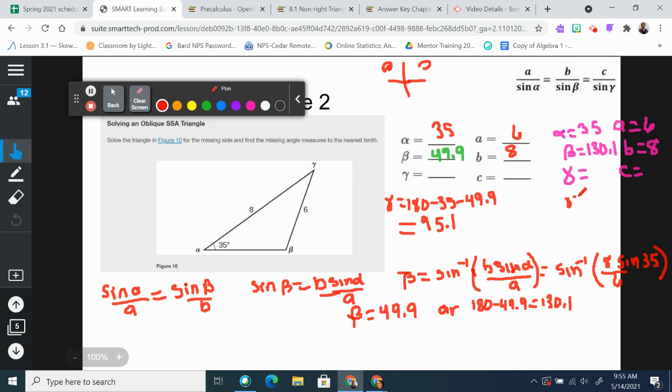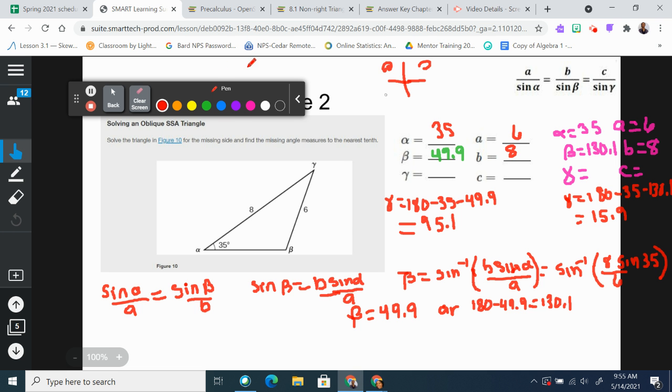So gamma is equal to 180 minus 35 minus 130.1. So this is equal to, and that's a really bad gamma, I'm horrible at gammas, I don't know why. That's going to give us 15.9 for this triangle.